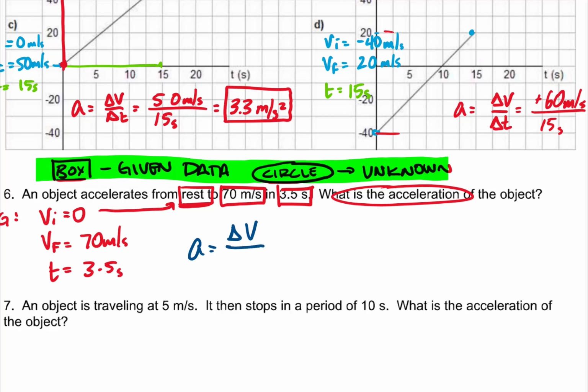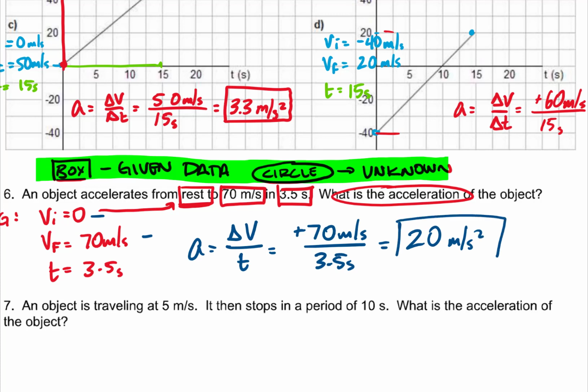Well, one of the equations that we have right now is acceleration is change in velocity over time. So if I go from 0 to 70, my change in velocity is positive 70 meters per second in a time of 3.5 seconds. That gives me an acceleration of 20 meters per second squared.